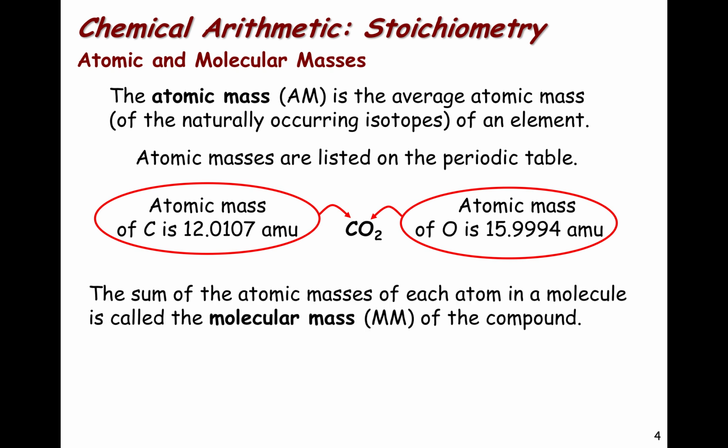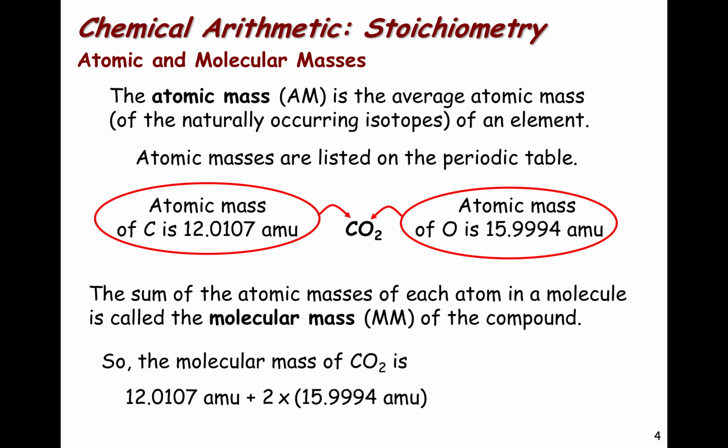To come up with the molecular mass, we have to sum the atomic masses together, and so in this case we would take the mass of one carbon atom and add 2 times the mass of an oxygen atom, and that comes together to give a molecular mass of 44.095 AMUs.